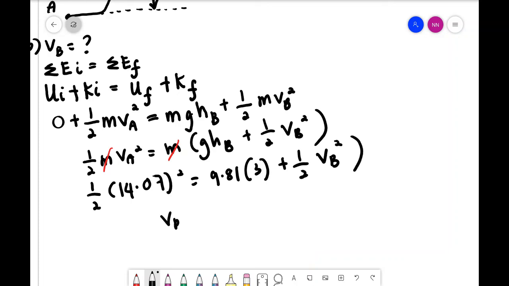So VB equals the square root of half times 14.07 squared, minus in brackets 9.81 times 3, times 2. The answer equals 11.79 meters per second.